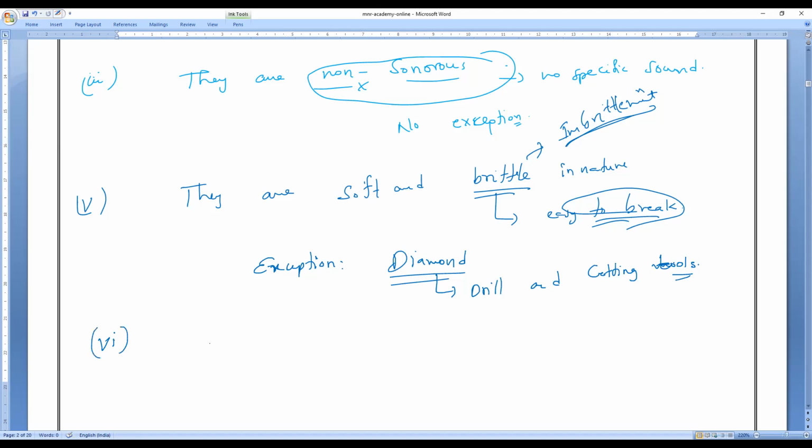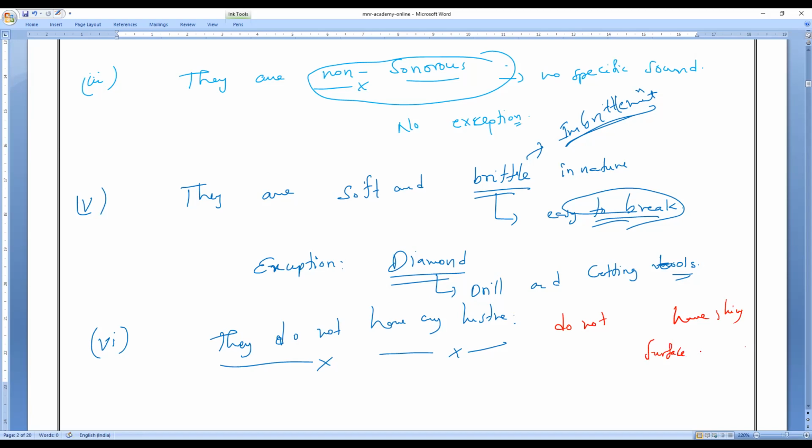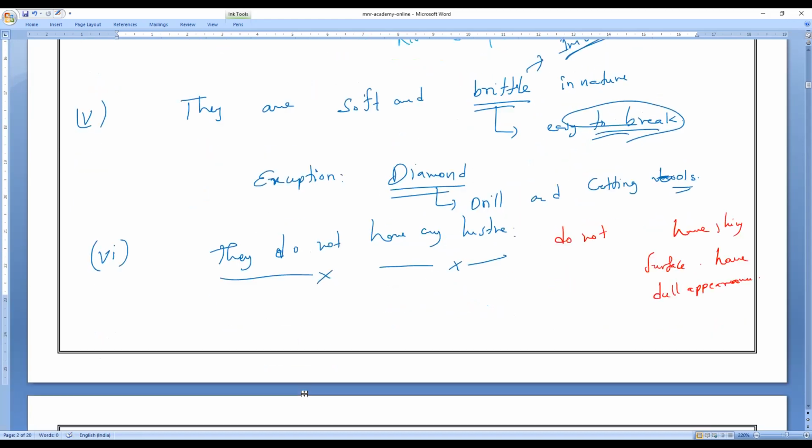Next, they do not have luster. What do you mean by luster, everybody? Shining nature. They do not have any luster. But when light falls, the highest refractive index, in physics, who has the highest refractive index? Diamond. So that is what you have to remember. They do not have a shiny surface. Are they bright in nature or dull in appearance? They are dull in appearance. Okay.